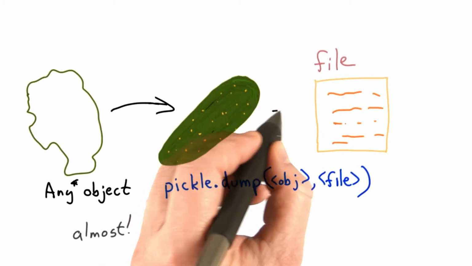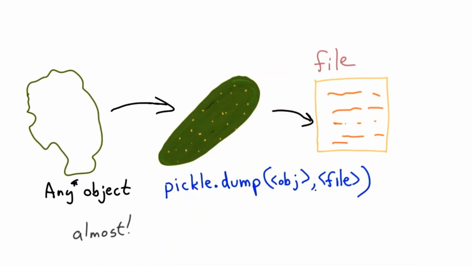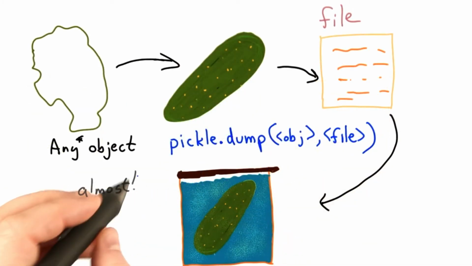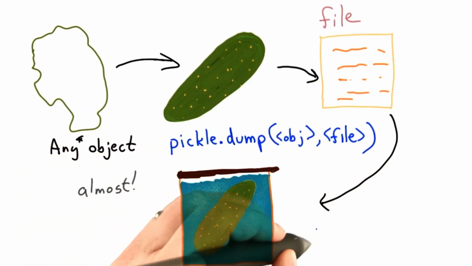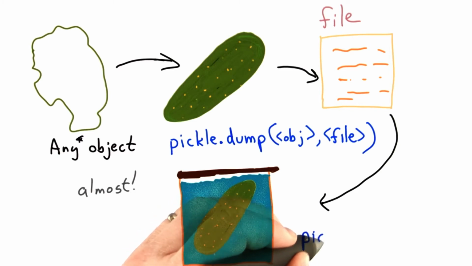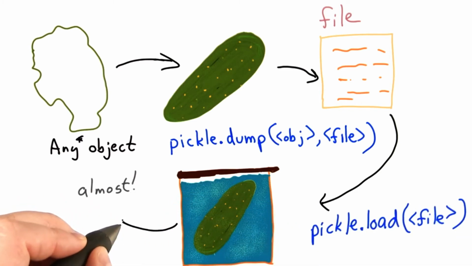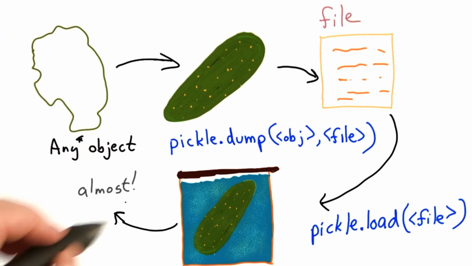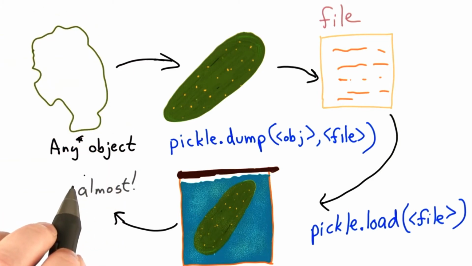This will store the object in a file. We can store that on disk. We could mail that around. We could do anything we want with it. Then when we want to get the object back, we can do pickle.load, passing in the file, and magically we'll get back essentially the same object that we started with.